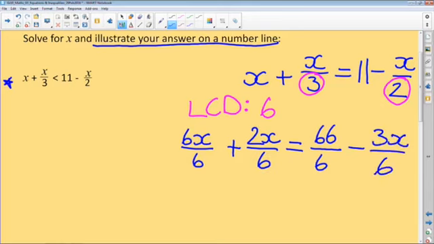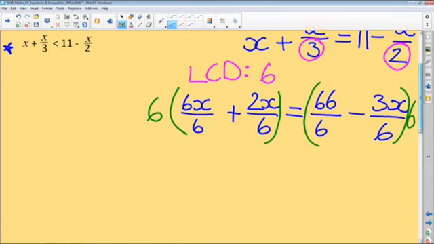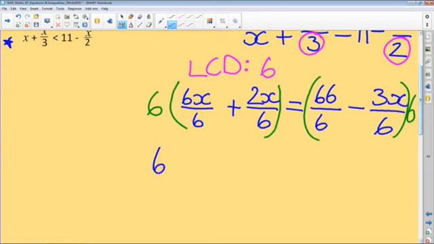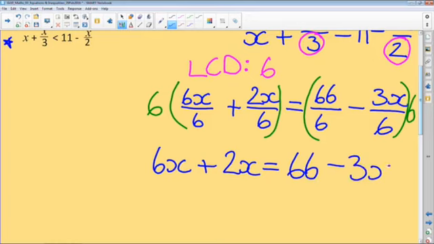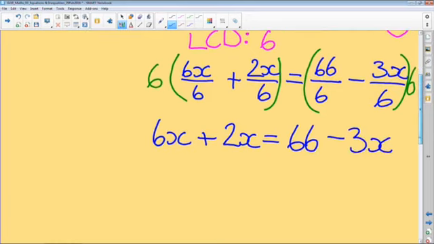Okay, now you'll remember from the previous example, because all of our denominators are the same, we can drop them. And the way we drop them is we're actually just multiplying both sides of the equation by the denominator. And this gives us 6x plus 2x equals 66 minus 3x. Okay, it's a linear equation because all of the exponents have a power of 1.